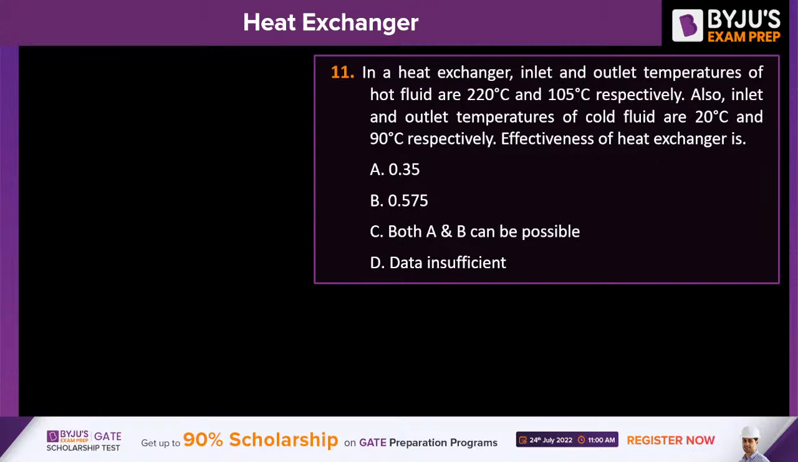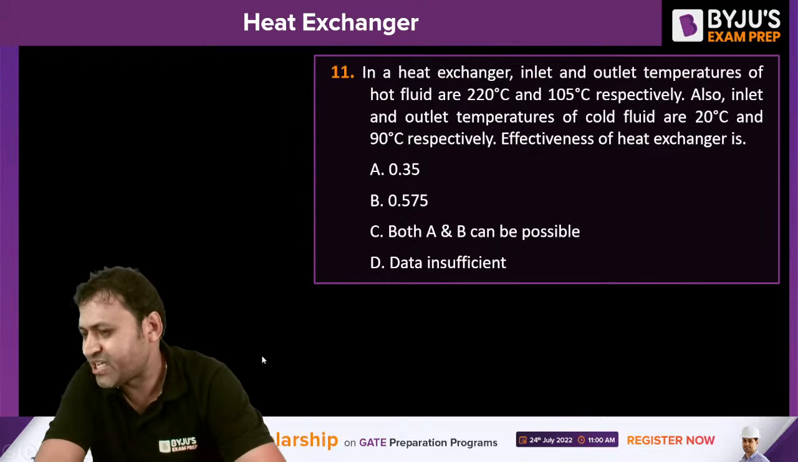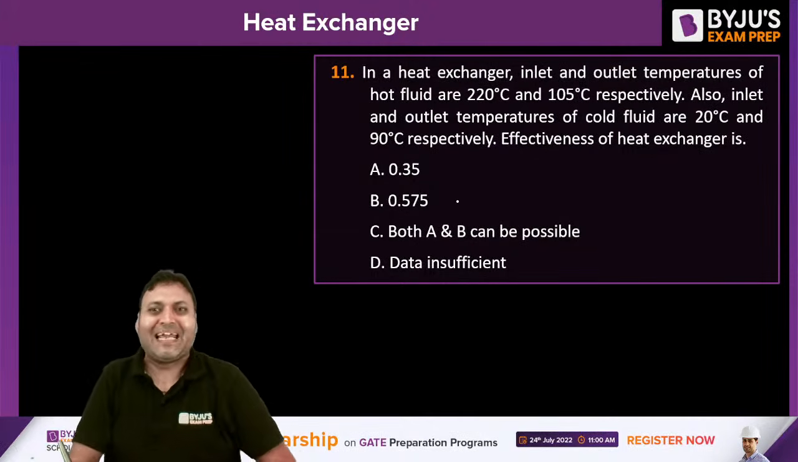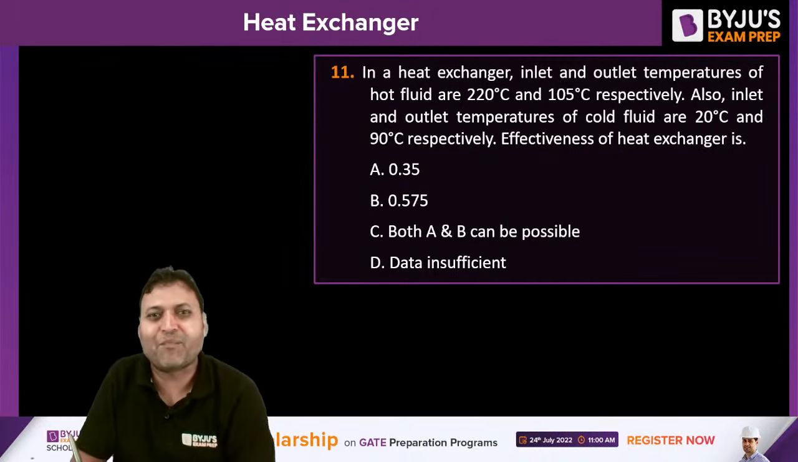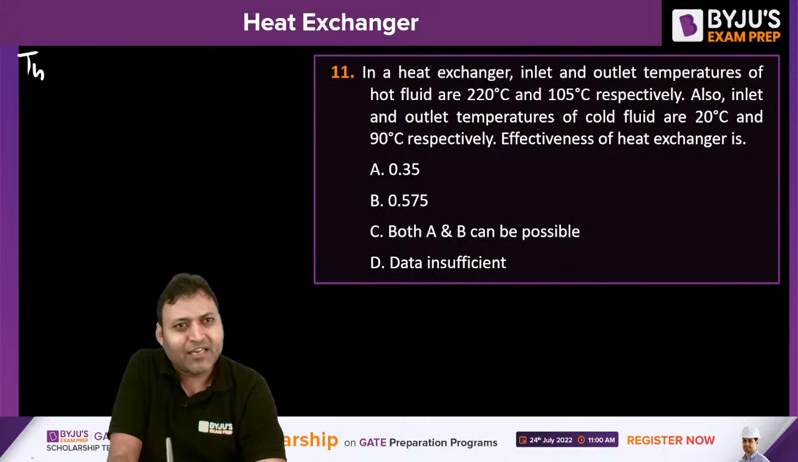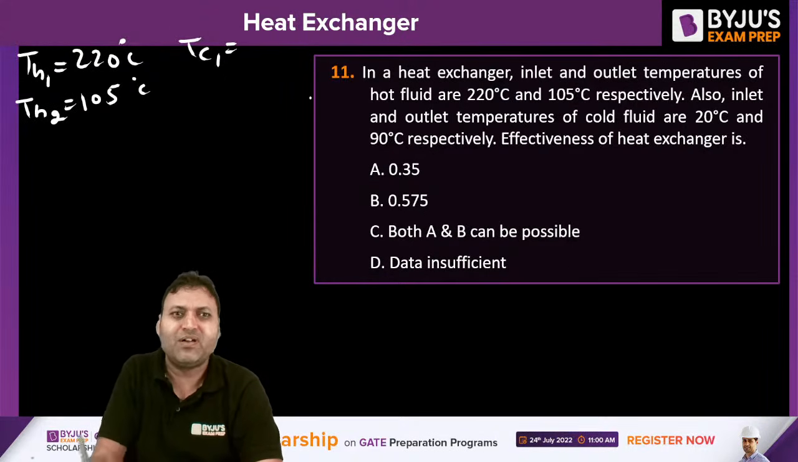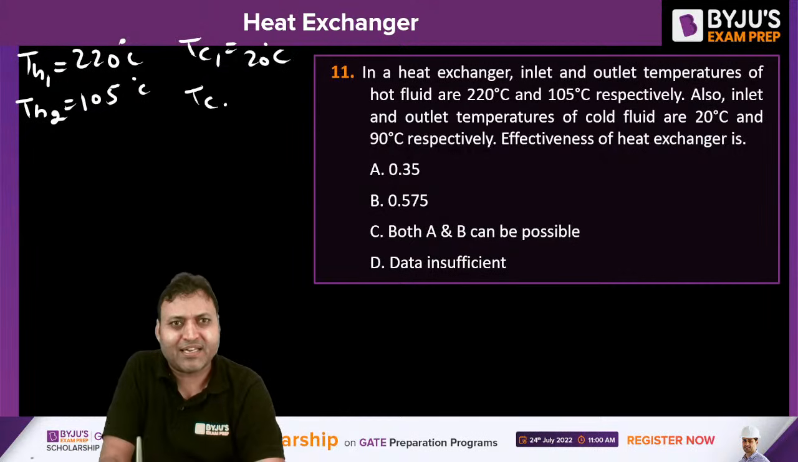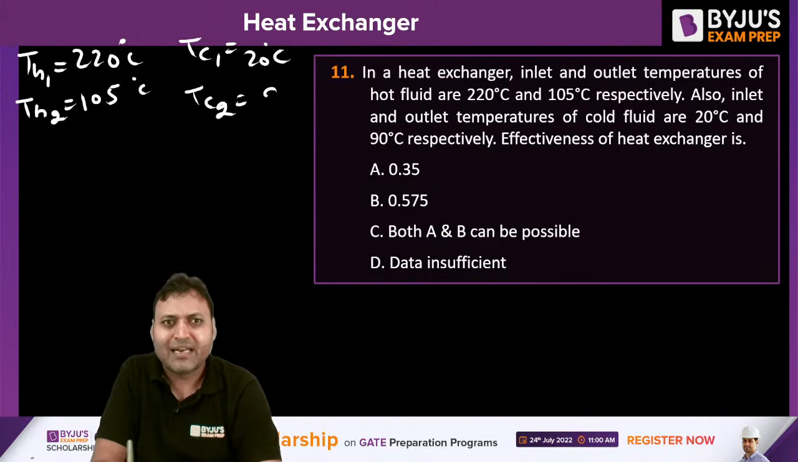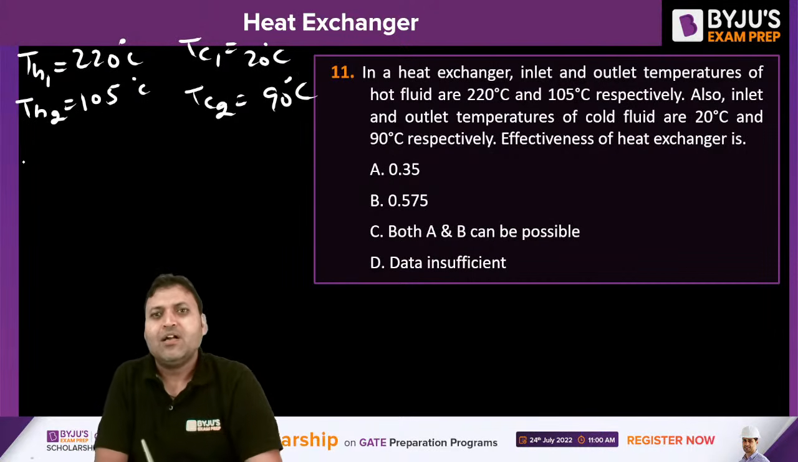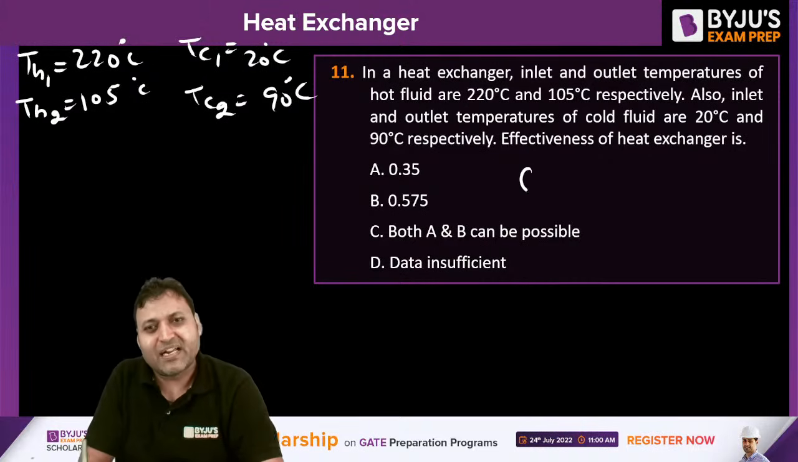Question number 11. In a heat exchanger, the inlet and outlet temperatures of the hot fluid are TH1 equal to 220 and TH2 equal to 105 degrees Celsius. TC1, the inlet temperature of the cold fluid, is 20 degrees Celsius, and TC2 is equal to 90 degrees Celsius. What is the effectiveness of the heat exchanger?